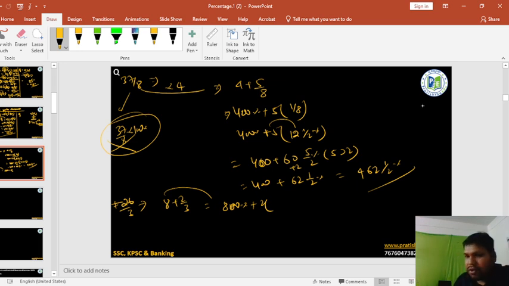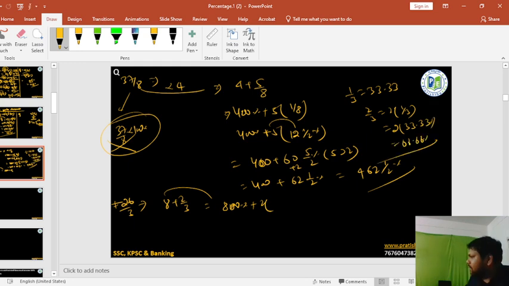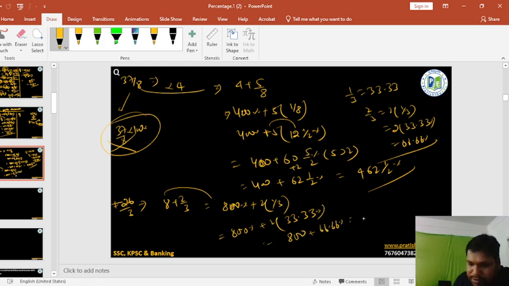Correct? Because 1 by 3 is 33.33%. 2 by 3 is how much? 2 into 1 by 3. And 2 into 1 by 3 means 33.33% multiplied by 2, which is 66.66%. Write it down here: 800% plus 2 into 1 by 3 is 33.33%. 800 plus 66.66%, that is 866.66%. Done.